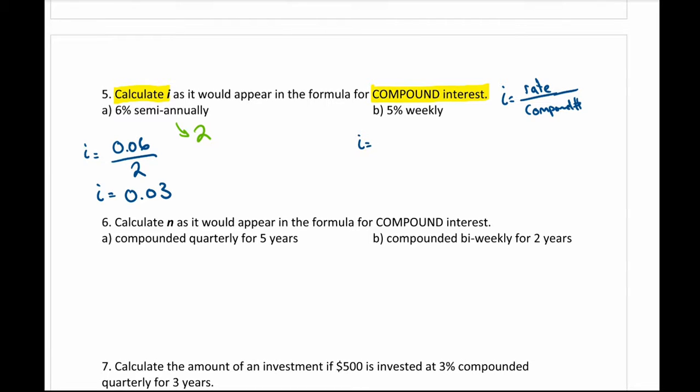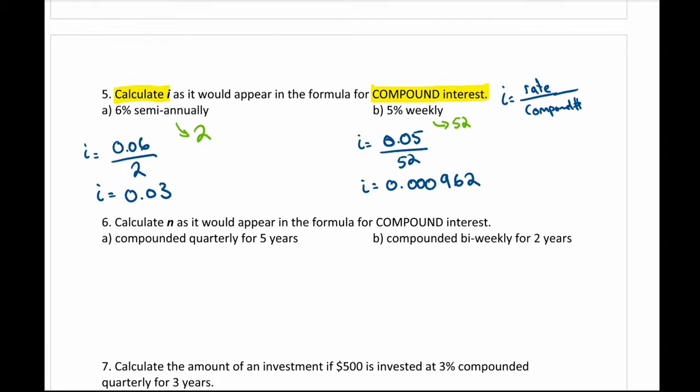For B, 5% weekly, so it's 5% the entire year, and I want to figure out how much it is every week, because it's compounded weekly. So I take 5%, 0.05, and divide it by 52, because there are 52 weeks in a year. So 0.05 divided by 52 equals 0.000962. In some of these questions, you may get very long decimals.